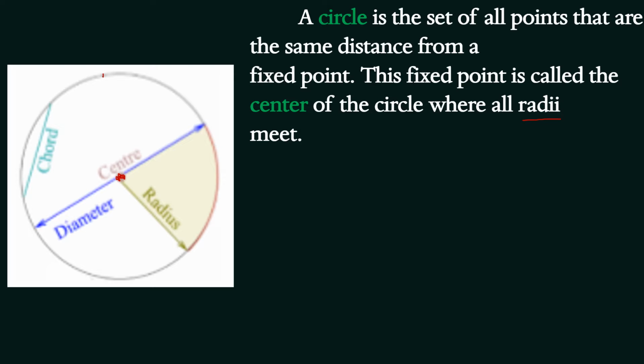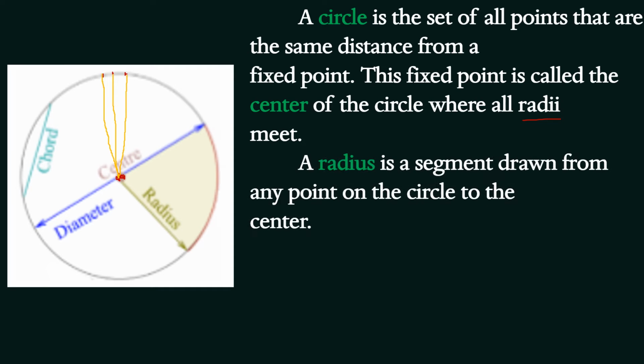For example, we have here a point and another point here and another point here. So if we're going to connect those points, the point from the circle up to the center, we can form what we call radius. So if we have more than one radius, we call them radii. So these radii, they have the same distance and they meet at the center. A radius is a segment drawn from any point of the circle to the center.